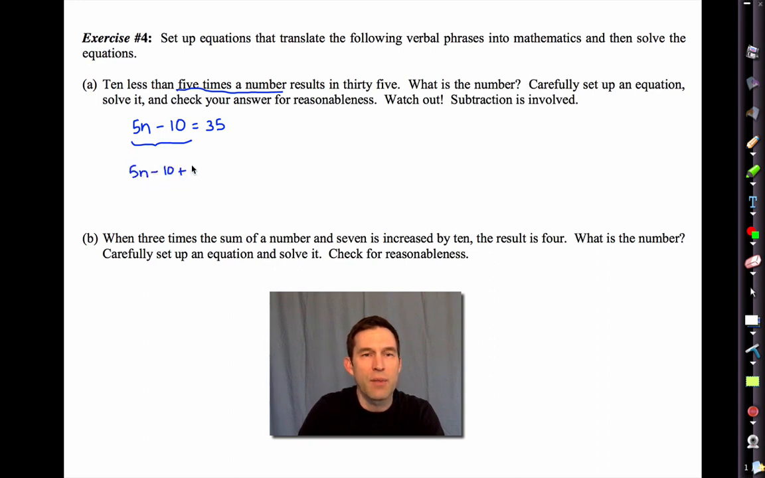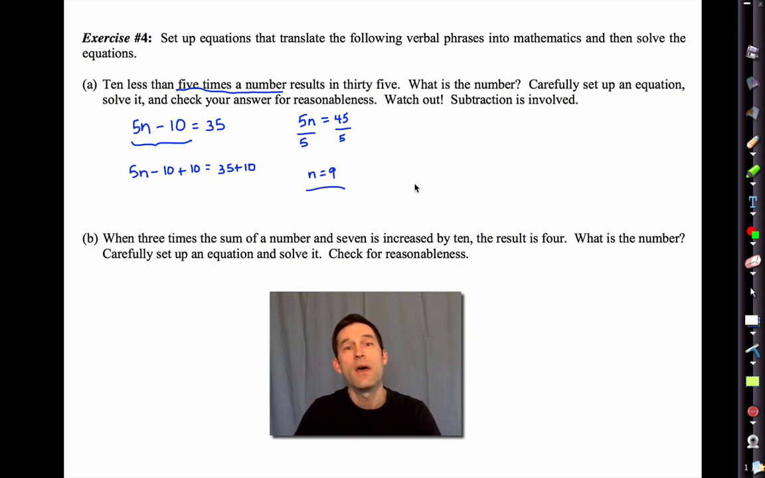I'm going to undo that by adding 10 on both sides, right? Put it up here. That's going to leave me with 45 on the right-hand side, and then I'll undo multiplying by 5 by dividing by 5. And I get n equals 9.